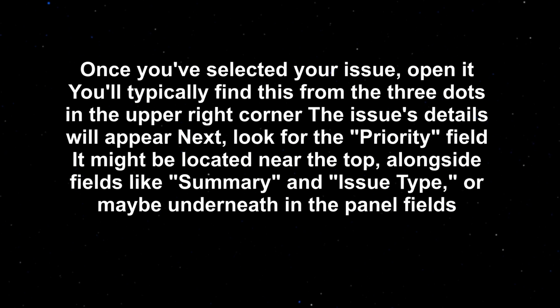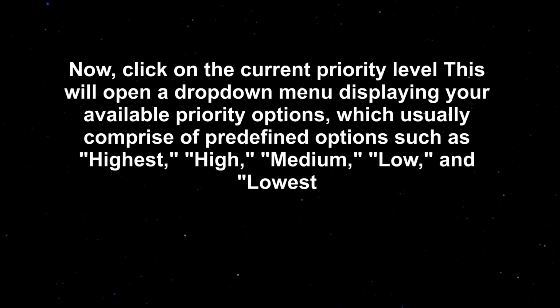You'll typically find this from the 3 dots in the upper right corner. The issue's details will appear next. Look for the priority field. It might be located near the top, alongside fields like summary and issue type, or maybe underneath in the panel fields. Now, click on the current priority level.